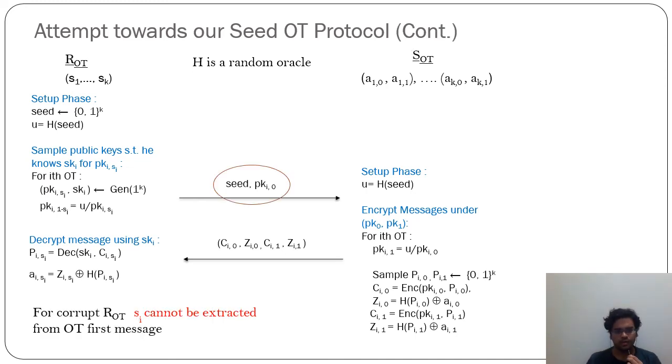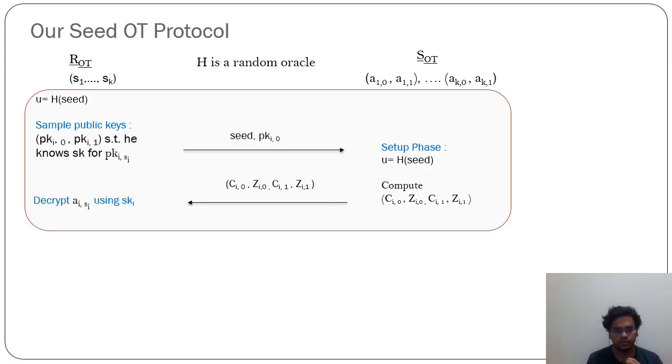There's a problem in this 2-round seed OT protocol. Consider the situation that the receiver of the OT protocol is corrupt. In such a situation, his first message, that is seed, PKi,0, perfectly hides his choice bit Si. So in such a situation, his choice bit cannot be extracted from the first message of the OT. So there has to be some way by which we can extract this S from the receiver.